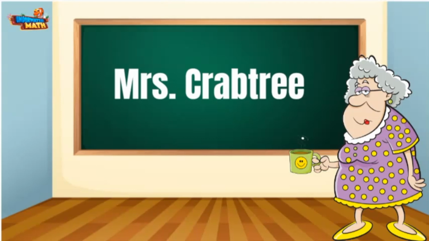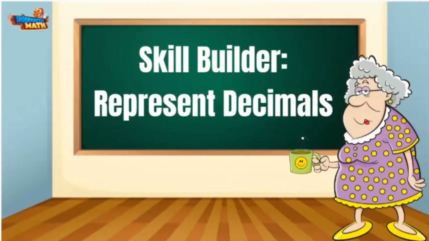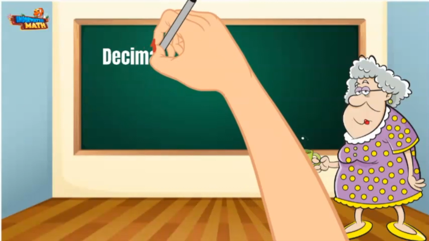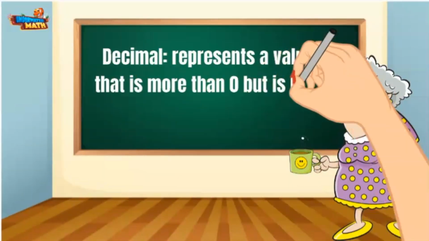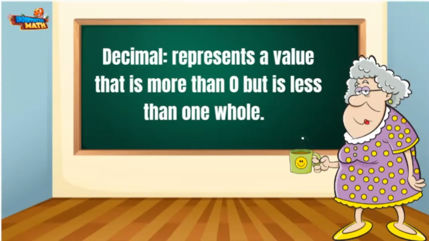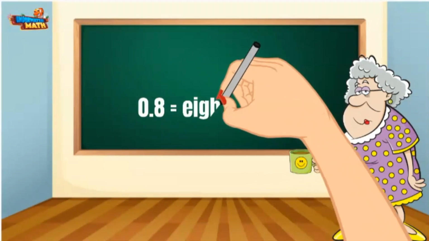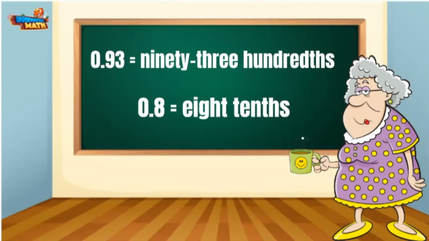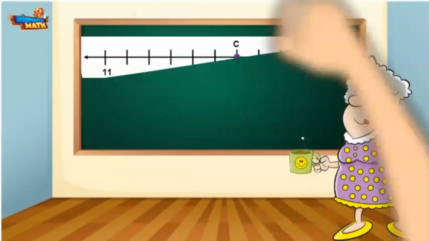Anyway, today we will build some skills in representing decimals. I'm sure you need me to tell you what a decimal is. A decimal represents a value that is more than 0, but is less than 1 whole. Here's some examples. 0.8 is 8 tenths. 0.93 is 93 hundredths. Now, let's get to moving or we are gonna be here all day, and I don't have time for all that.